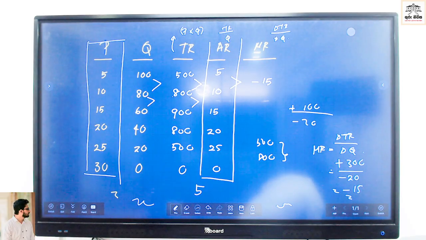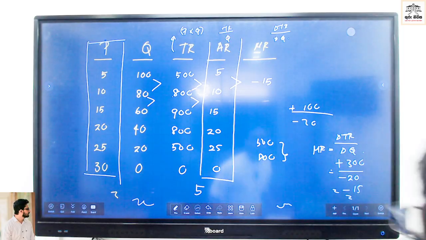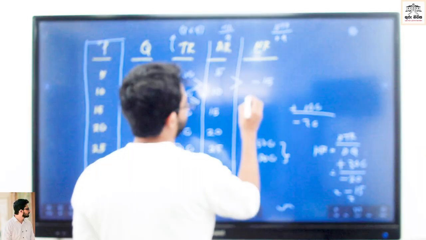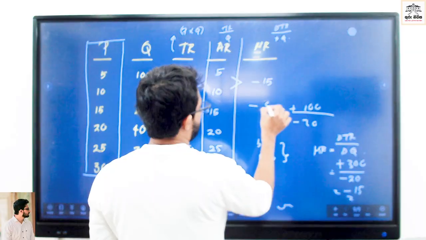The question is how much is the value there? Second point, marginal revenue value, when moving from output 80 to 60. Minus 5. Very good. Here marginal revenue is minus 5.